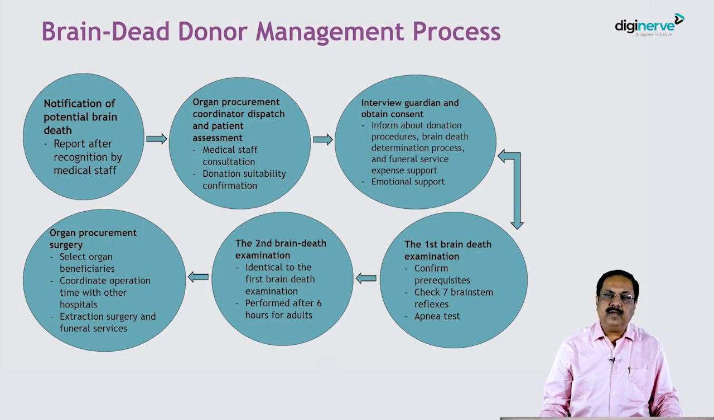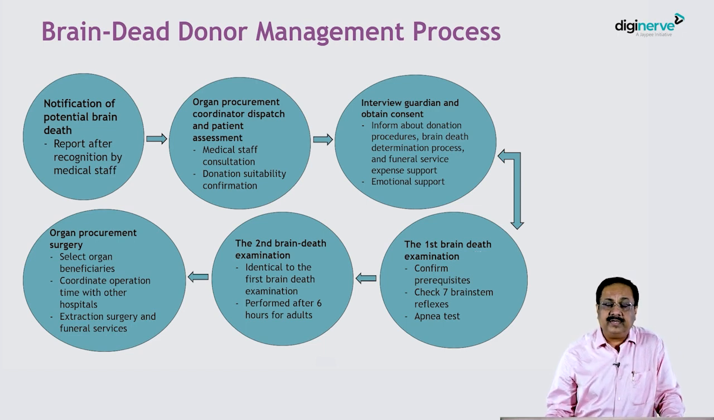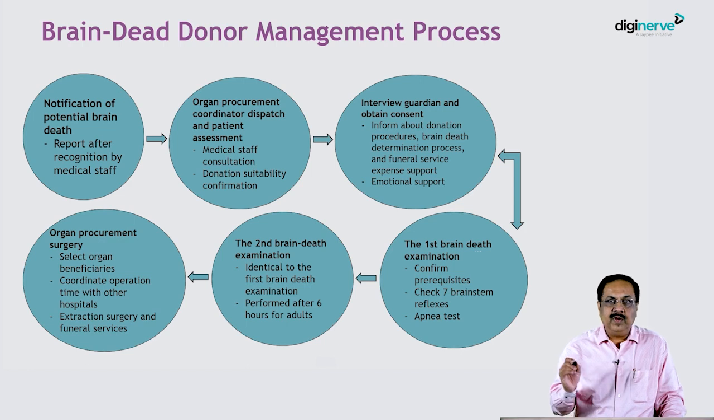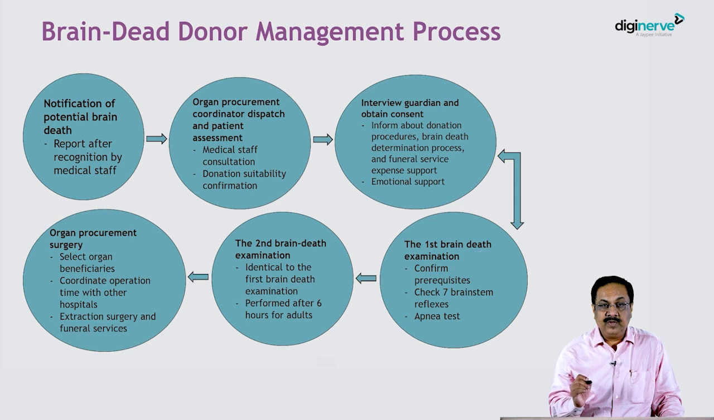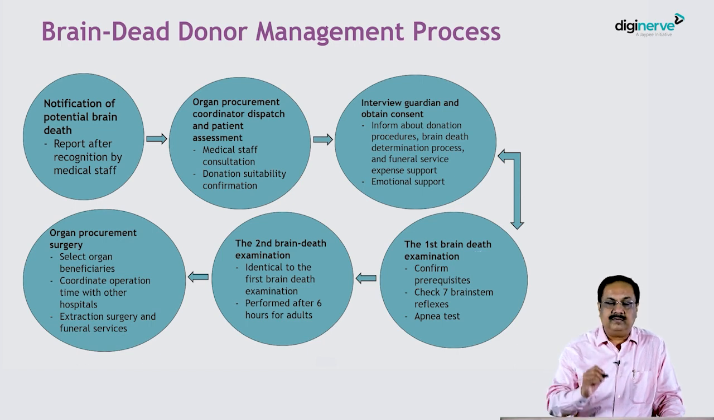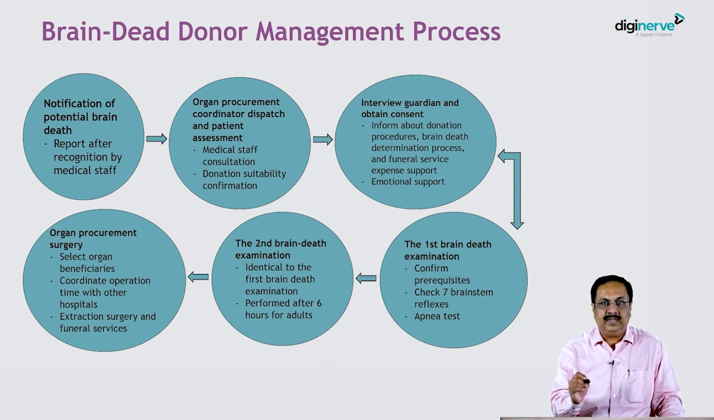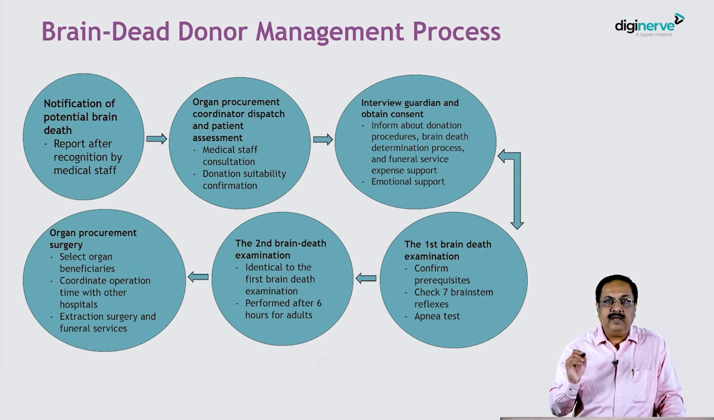When we are discussing donor optimization, we need to understand the entire process of organ donation. The moment the patient becomes brain dead, a potential donor, we have to inform the social worker and the organ donation team. The organ donation team will start dealing with the family. Then we will do the first clinical test, along with all bedside clinical testing, including the apnea test. After 6 hours, we will do another set of clinical examination with the second apnea test.